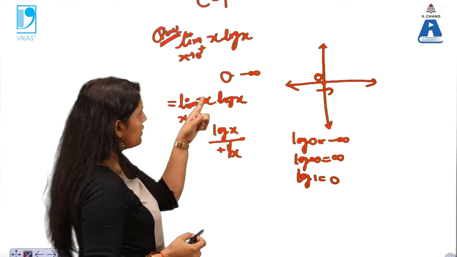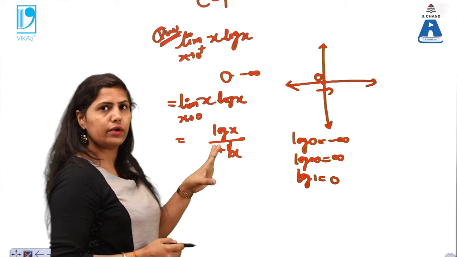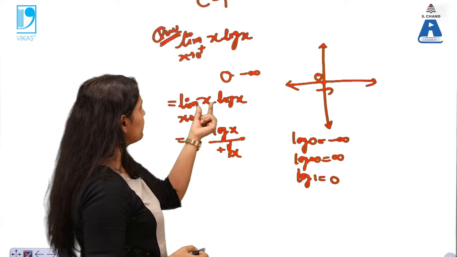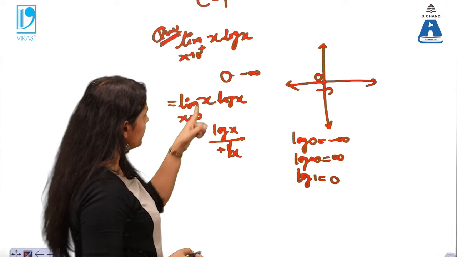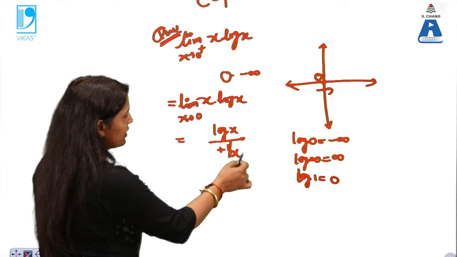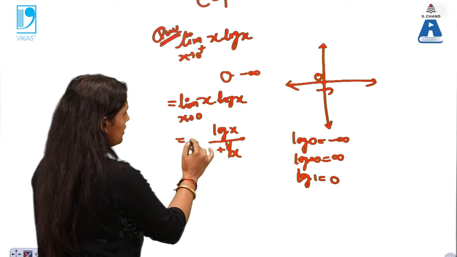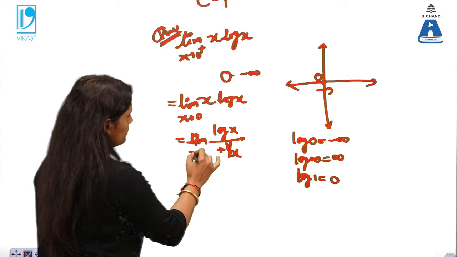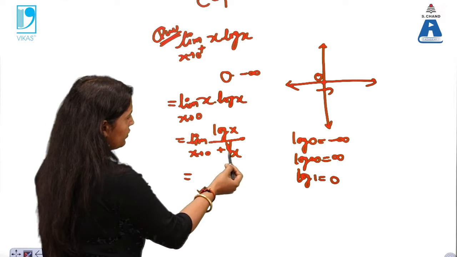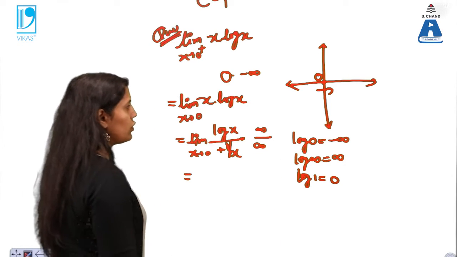I can keep x here and take log x in the denominator, but when you take the derivative and apply L'Hopital, it will be difficult. So better you keep log x in the numerator and take x in the denominator. When you take x in the denominator, obviously it will be 1 by x, because when you reverse it, it should be exactly the same function. So now log 0 is minus infinity, and 1 by 0 is again infinity. So this is infinity by infinity form.